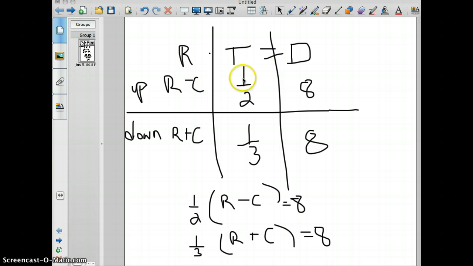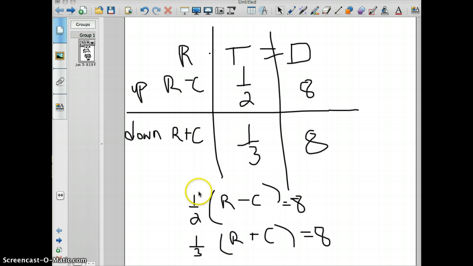And then our time was 30 minutes because it took us longer. So that should all make sense to you, that it took you longer to go back upstream because you're paddling, you're losing your rate due to the current. But the distance is still the same. Remember, rate times time equals distance.